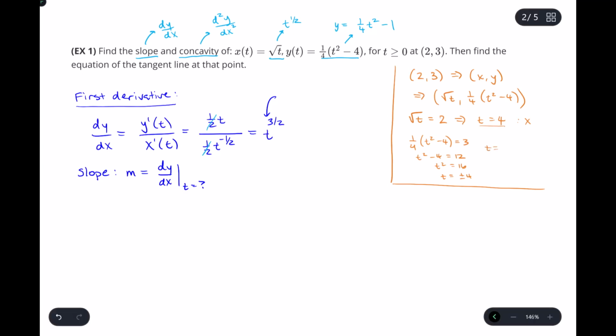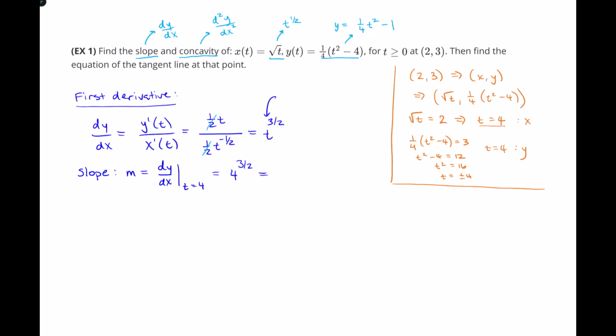So that matches up at 4. Either way, you get the same result. Now, the value of t is what we need to plug into the derivative in order to come up with the slope. So this would be 4 to the 3/2 power.